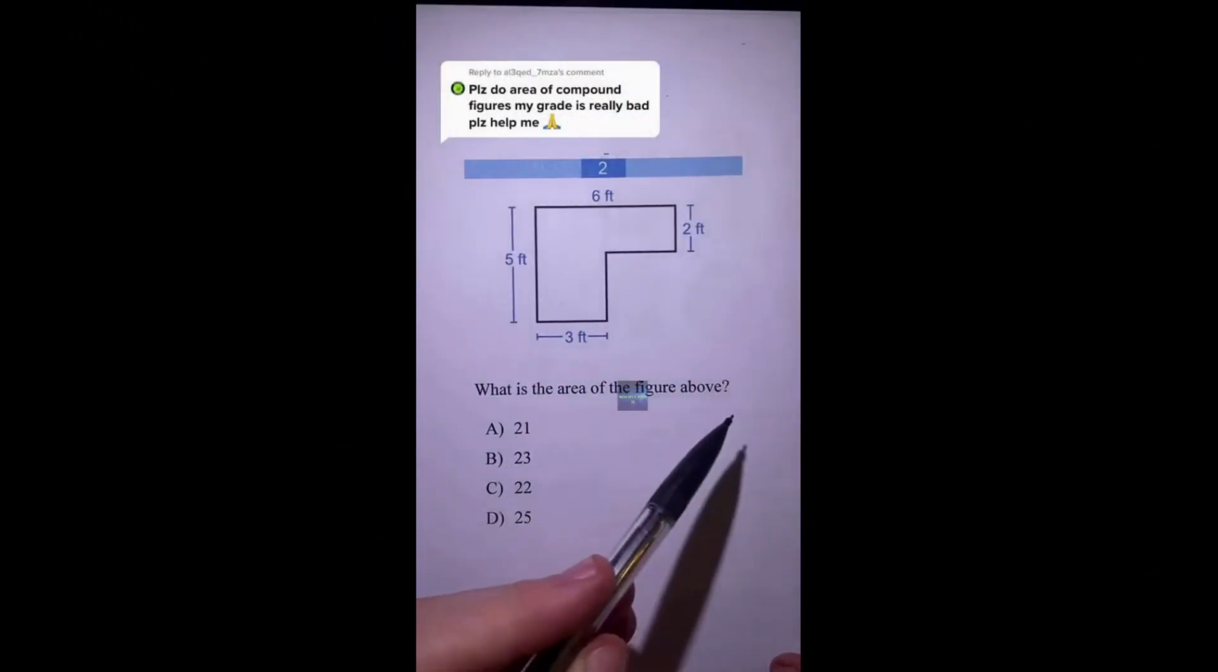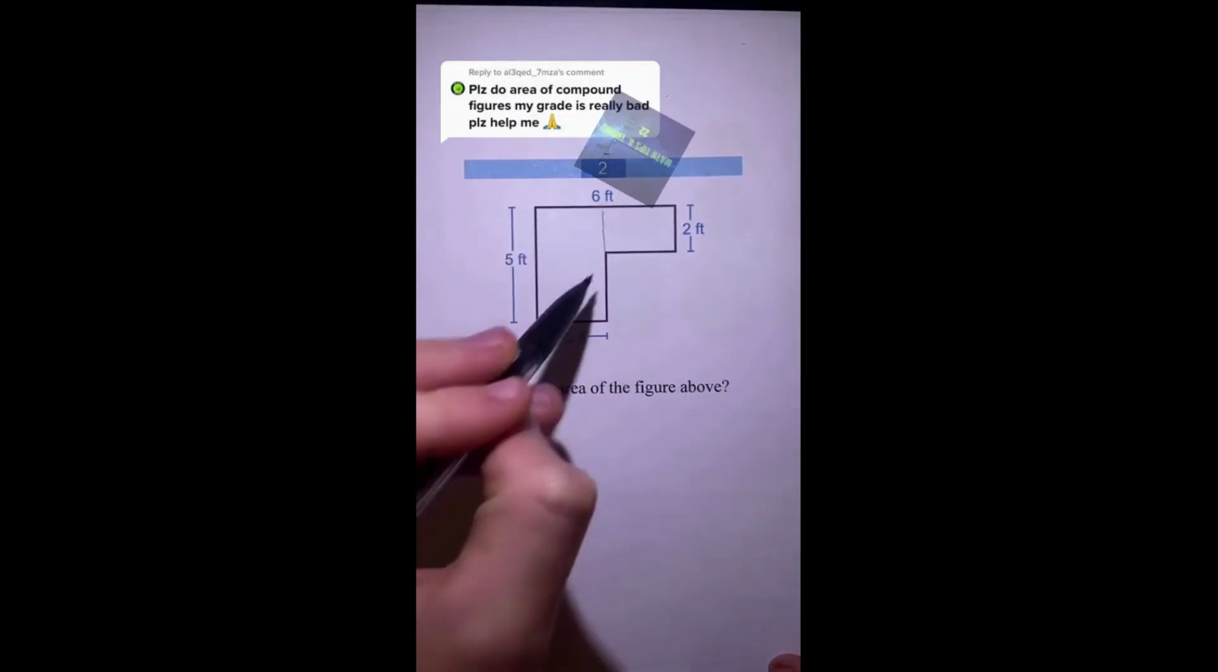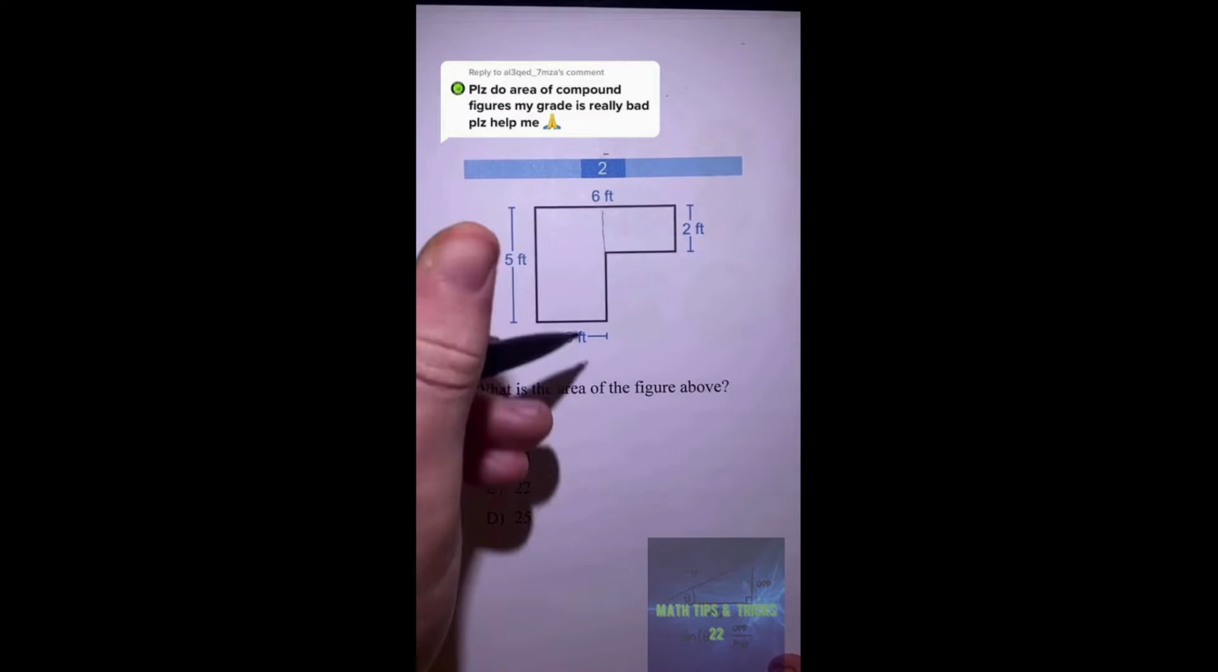All right, what is the area of the figure above? So for things like these, we want to split it into separate shapes. So we have two rectangles. This one's 3 by 5, so the area is 15. And this one's 2 feet by, let's just put x feet.